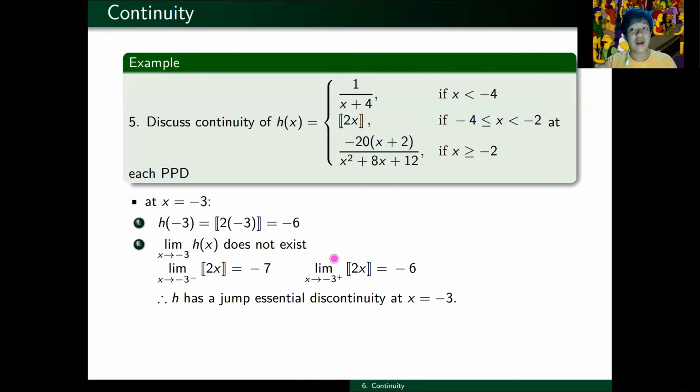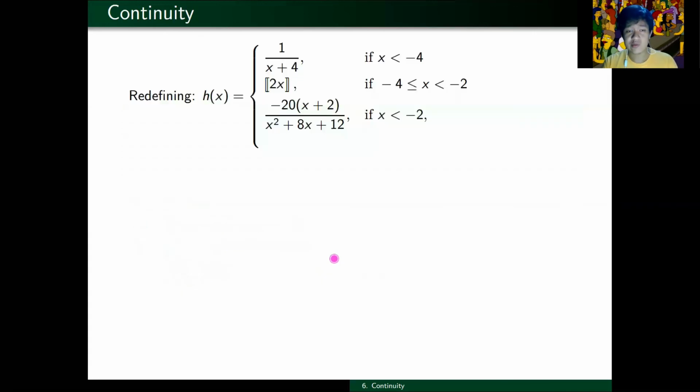So, are we done? Well, meron tayong naiwan task, no? Meron tayong isang removable discontinuity. So, redefine natin. Everything remains, that is at x equals -2, if you remember. So, everything remains the same. Ito kanina, x less than or equal to -2. Yung equal, inalis ko lang kasi nga i-redefine natin si -2 as -5, which is the limit you computed.